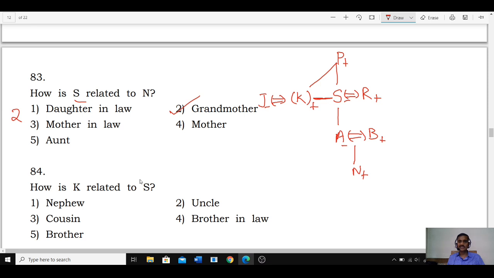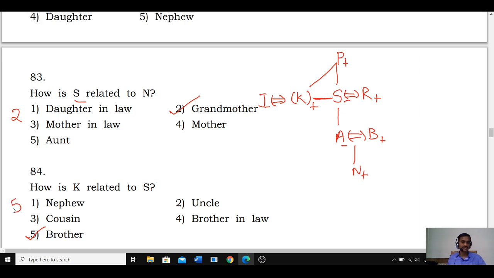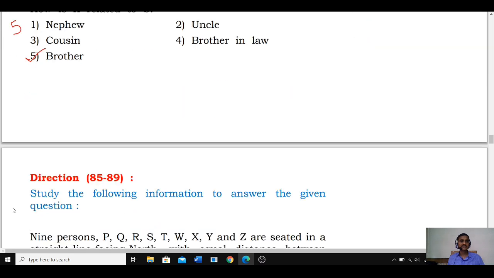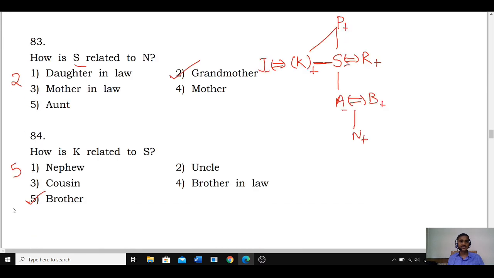84, how is K related to S? K is the brother of S, brother, that is given in choice 5. Now this is about question numbers 82 to 85, 1, 2 and 5 are the choices. Done with this? Then next one.